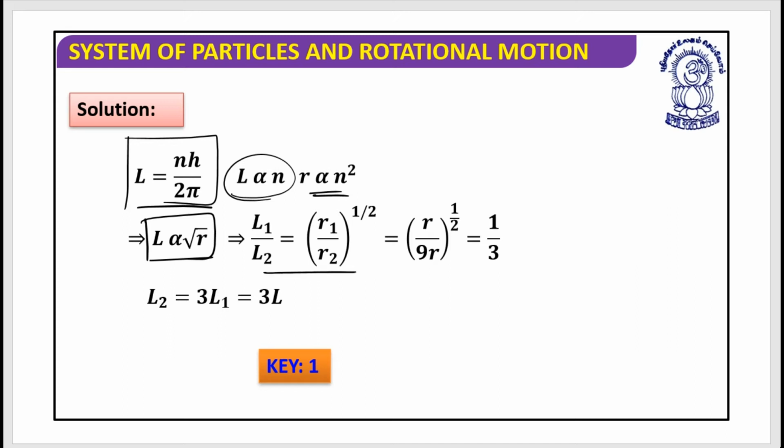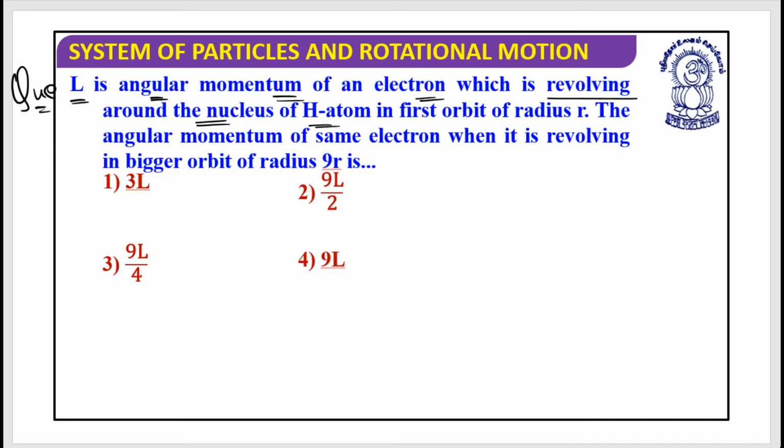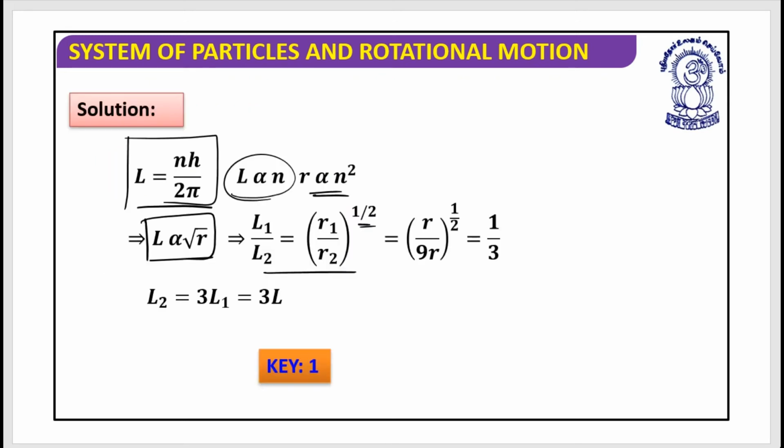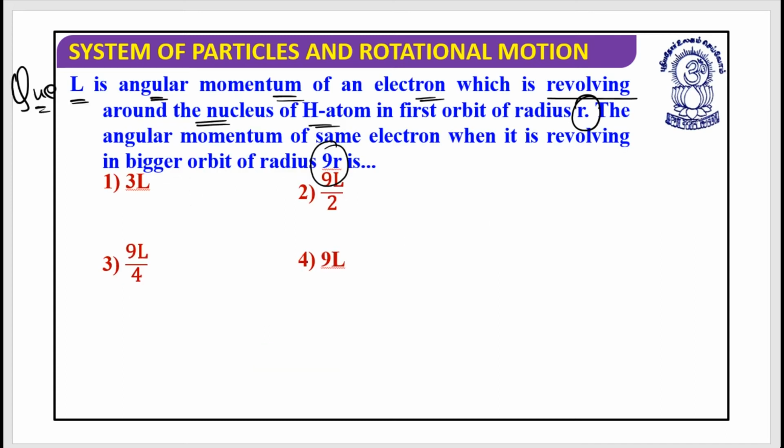From this we have L1 by L2 is equal to (R1 by R2) to the power 1 by 2. Initially the first radius was r, and then the radius was 9r. So this is (r by 9r) to the power 1 by 2, which is equal to 1/3. So L2 is equal to 3L1, and L1 was L, so I can write L2 is equal to 3L. Please keep this in mind.